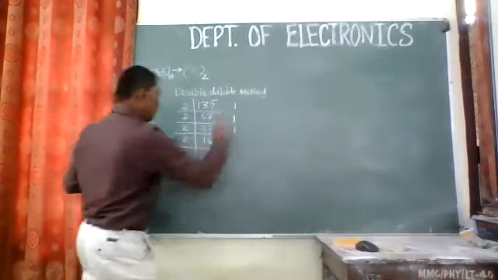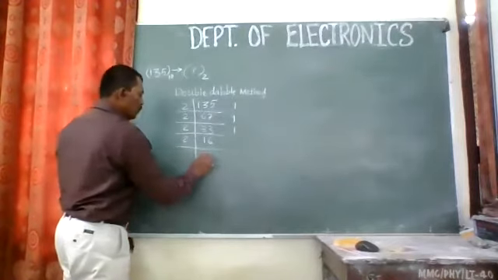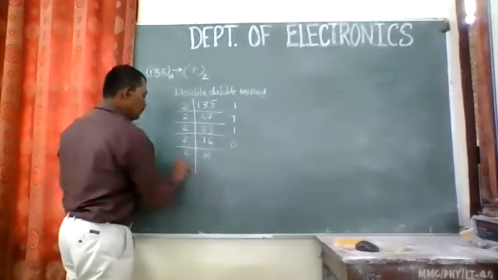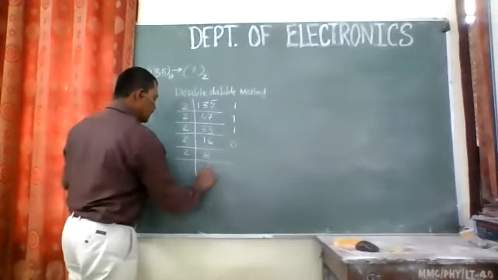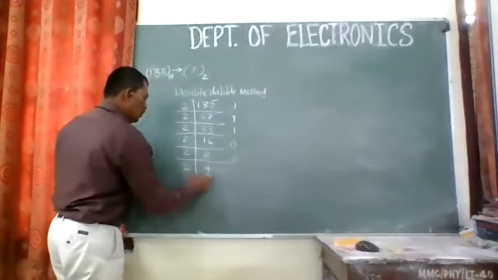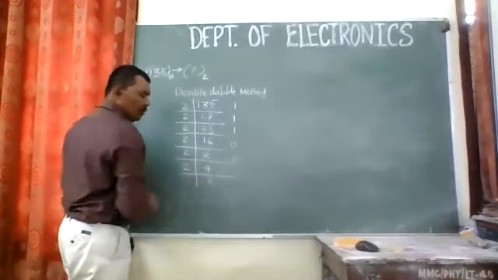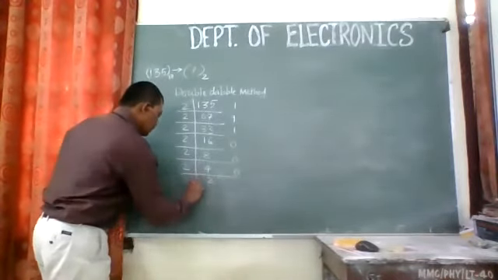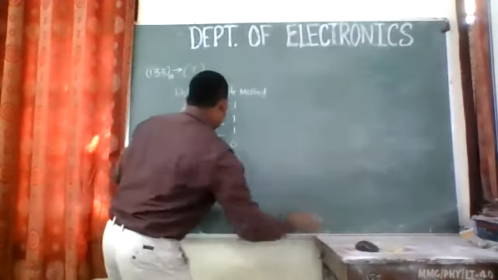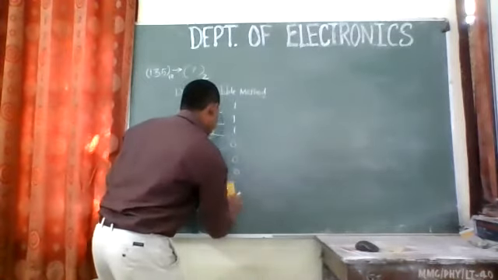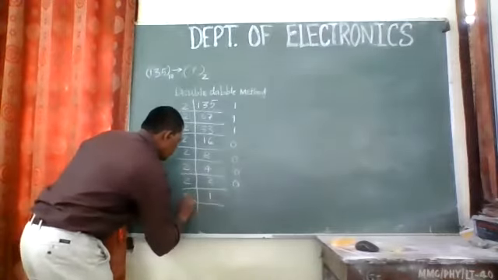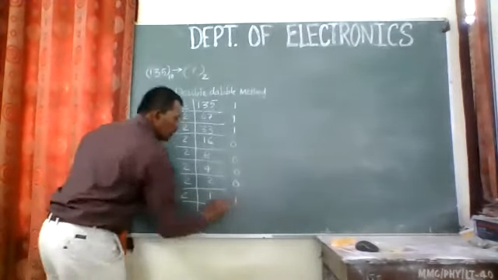2 eights are 16, the remainder will be 0. Again dividing by 2, 2 fours are 8, and again the remainder is 0. Lastly, 2 twos are 4, remainder is 0. 2 ones are 2, the remainder is again 0. And at the end, 2 zeros are 0, the remainder is 1.